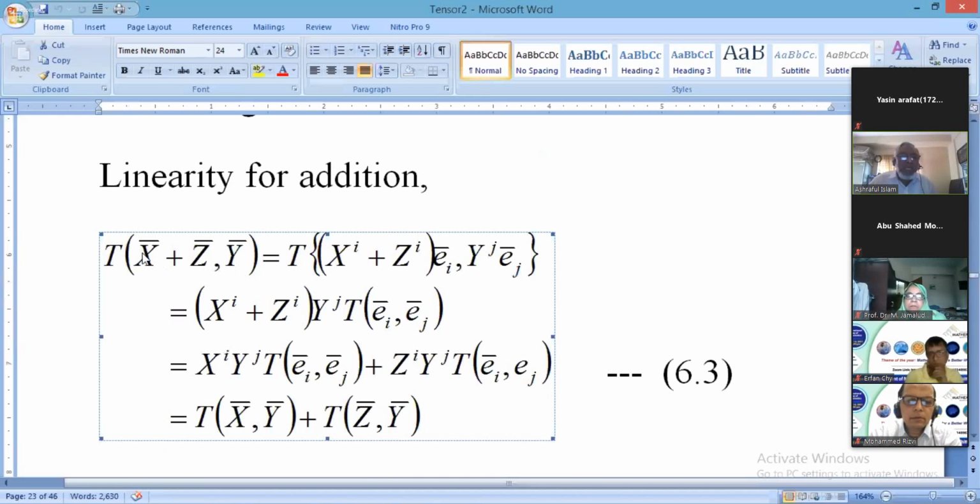Now we use the addition. The first slot is x plus z. Then we can find out this one. So it is linear in x.